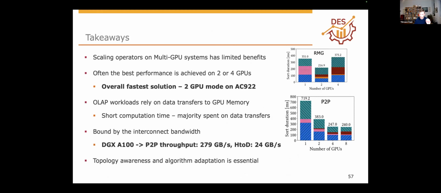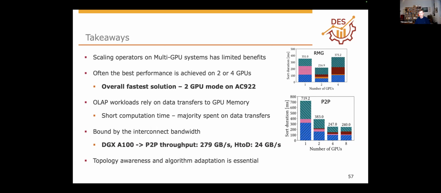We're using the same kind of architecture again. We're using the AC922, which has 4 GPUs and 2 CPUs, where 2 GPUs are always connected to a single CPU. And we have the DGX A100, where we have 8 GPUs, all connected using NVLink or NVSwitch. The assumption is the data is located in memory somewhere, and we need the output in the end in memory somewhere.